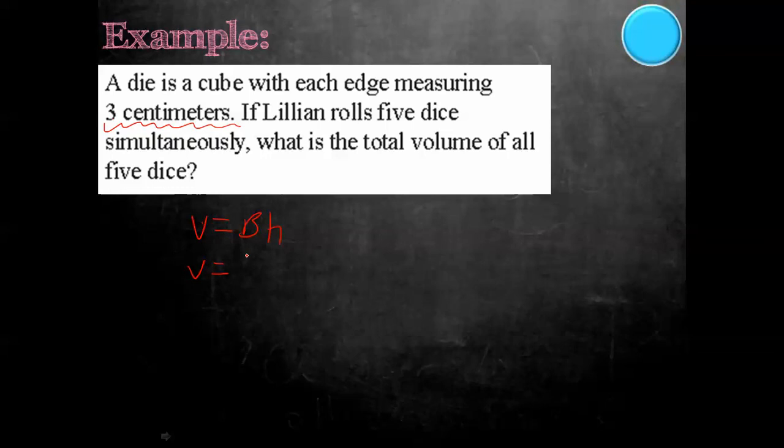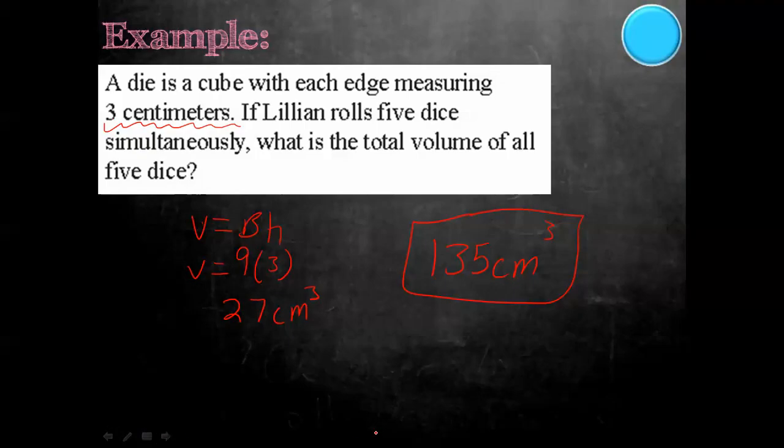So 3 times 3 is 9, times 3 is 27. So 1 cube is 27 centimeters cubed. So 5 cubes then would be 27 times 5, which is 135 centimeters cubed. And that is the end of surface area and volume of prisms.